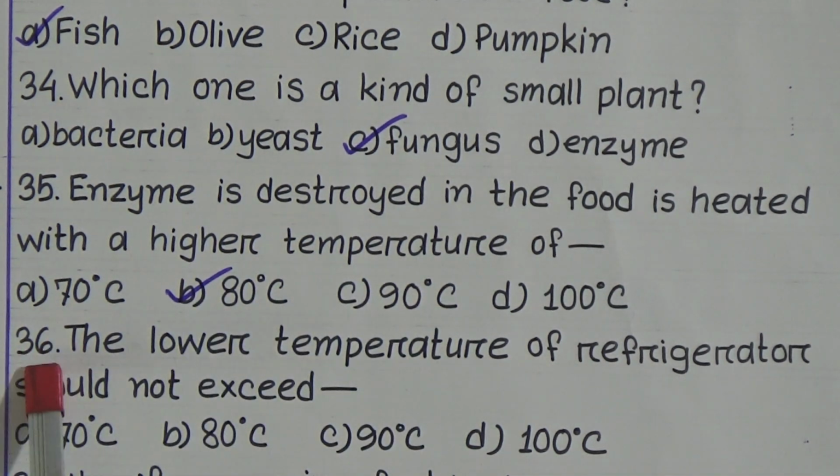Now question number 36. The lower temperature of refrigerator should not exceed 70 degrees Celsius, 80 degrees Celsius, 90 degrees Celsius, 100 degrees Celsius. So here our correct answer will be also B, 80 degrees Celsius.